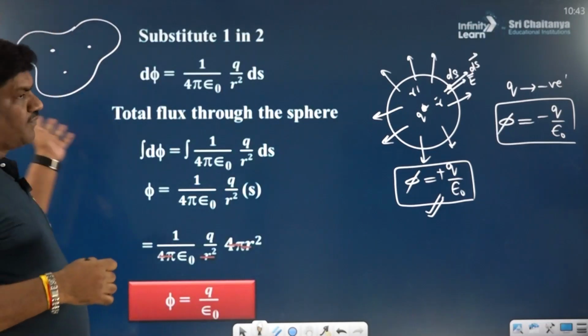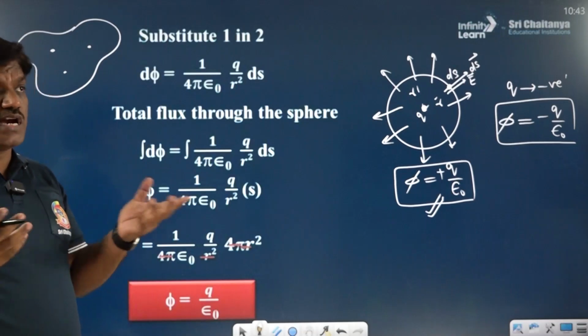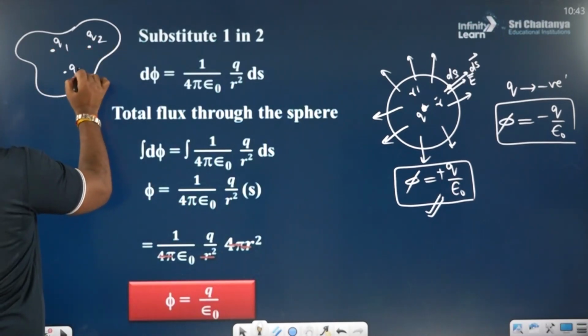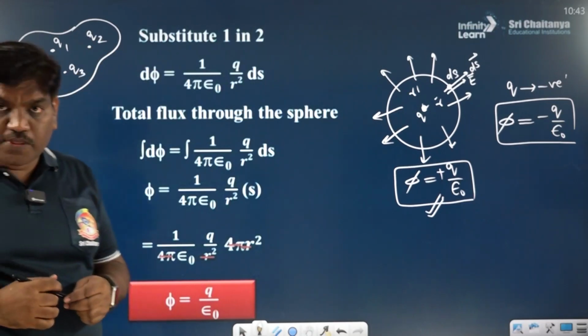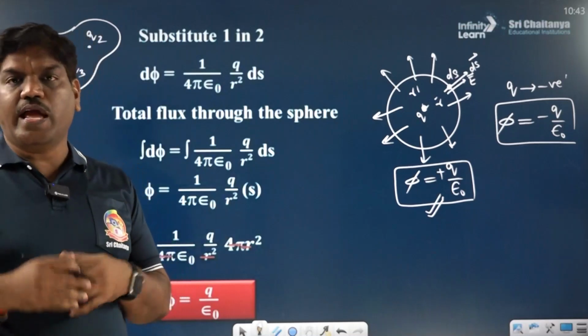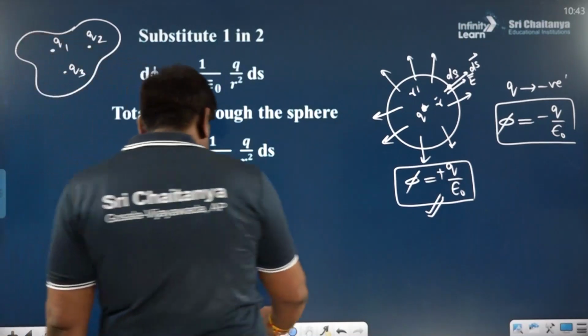Can I say for this surface also that my total flux passing through this random surface will be equal to total charge inside divided by epsilon naught? The answer is yes. Though we have proved it for the spherical surface, it is also valid for any random surface. And the reason is what?